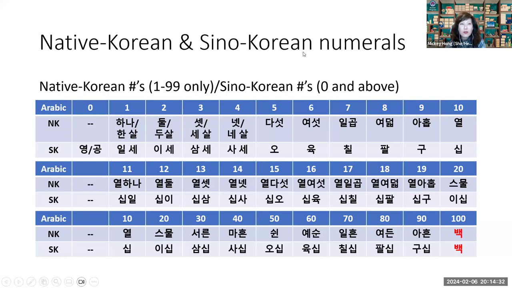Again, then we will review Native and Sino-Korean numbers. Native Korean numbers: 하나, 둘, 셋, 넷. But for 1 through 4, when you have counters, you're going to contract 하나 into 한, and the final consonant disappears for 둘, 셋, 넷, becoming 두, 세, 네, as in 한 살, 두 살, 세 살, 네 살. Or if you want to use a Sino-Korean number to indicate the age, 1세, 2세, 3세, 4세.